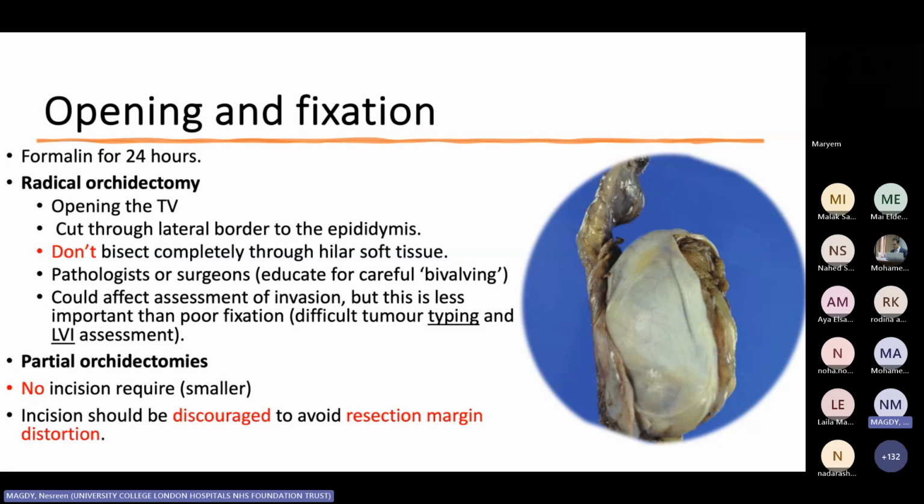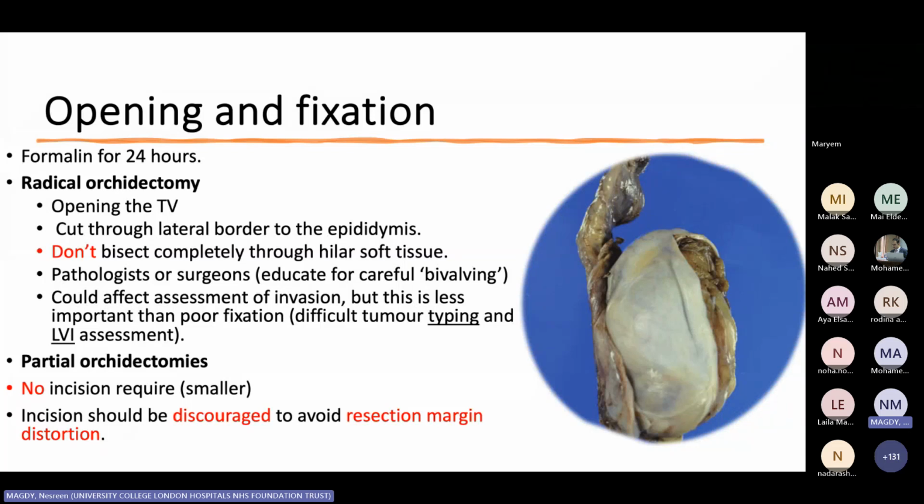The opening of the specimen is usually done by the pathologist, but if there is a risk of delay in transferring the specimen to the pathology lab, this can be done by the surgeons, but make sure that you educate the surgeons how to bivalve the specimen in a proper way, so as not to distort or affect the assessment of the hilum. This opening of the specimen may affect the assessment of the invasion, but this is a bit less important compared to the adverse effect of poor fixation, with improper typing leading to improper treatment.